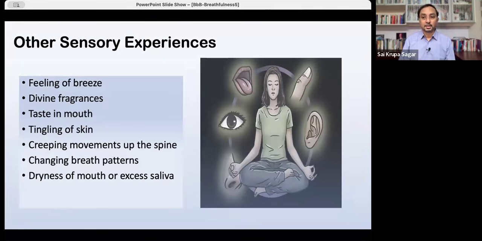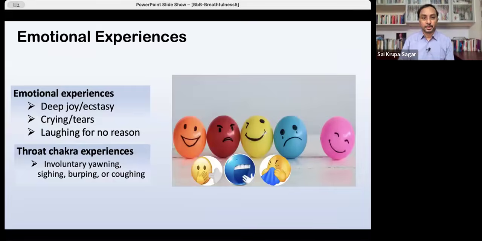Dryness of mouth or excess saliva, feeling of breeze. You'll suddenly feel, oh, there's a breeze coming in while there's no breeze. Dryness of mouth and excess saliva, right? So all that is why we say drink water before sitting for meditation. And some people will get some emotional experiences.